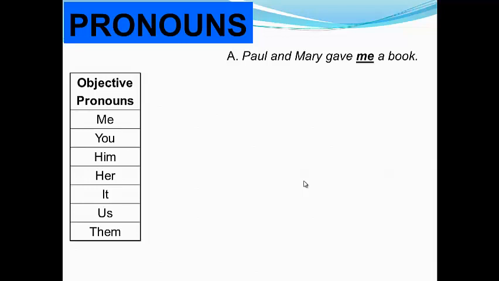In example A, the objective pronoun me receives the benefit or the action of the subject of the sentence, Paul and Mary. In other words, me is being presented with a gift, the book. In example B, the objective pronoun you is the one person that subject Bill refers to.